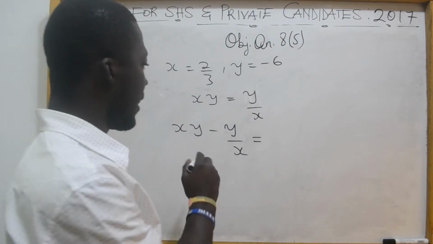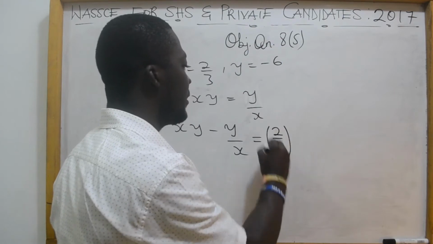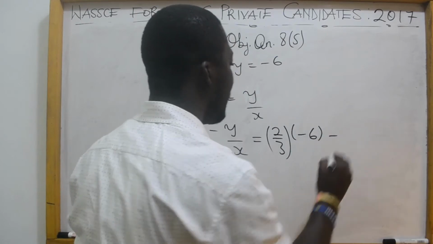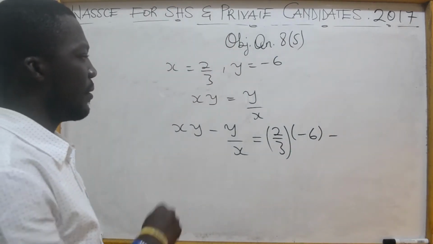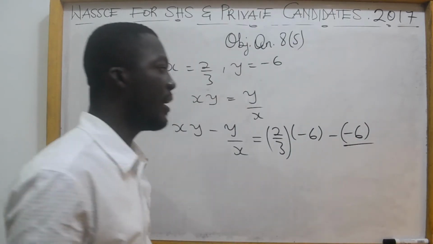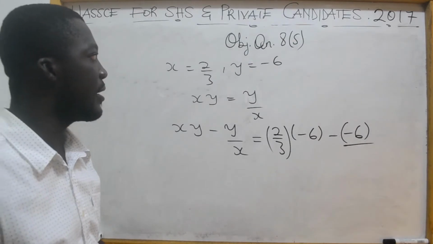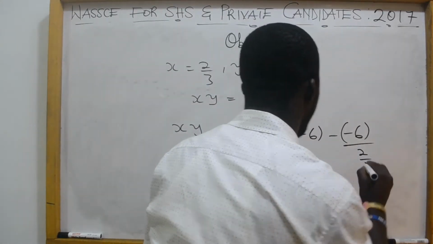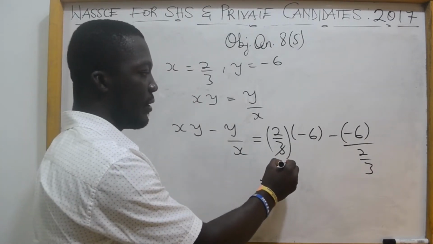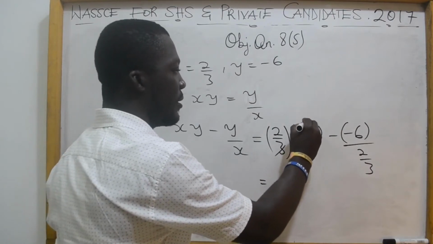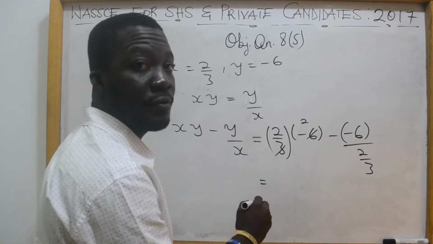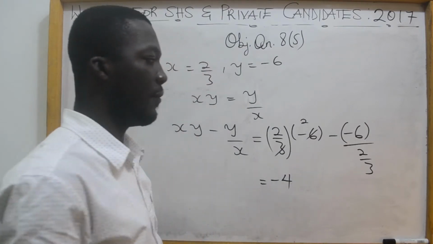So x is 2/3, put it inside a bracket. The value for y is -6 minus y is -6 again, -6 divided by the value for x is 2 out of 3. Alright, let's cancel out. 3 into -6 is -2. So let me write the 2, -2. And 2 times -2 is -4.